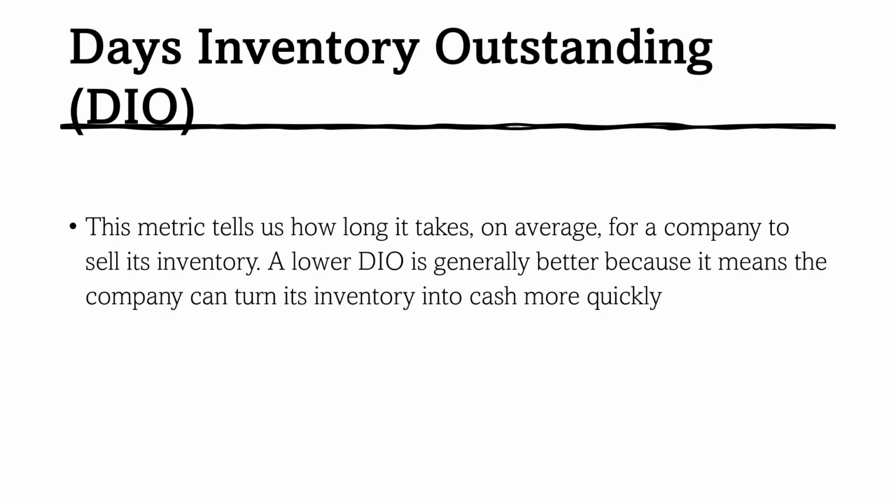First, let's start with days inventory outstanding or DIO. This metric tells us how long it takes on average for a company to sell its inventory. A lower DIO is generally better because it means the company can turn its inventory into cash more quickly.